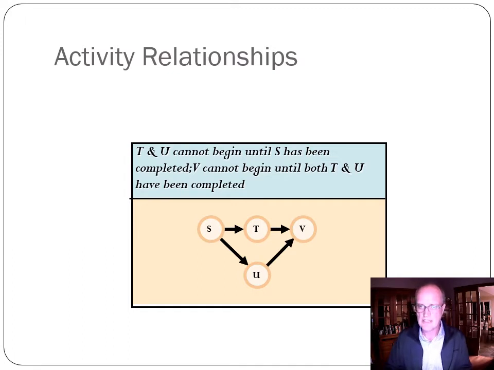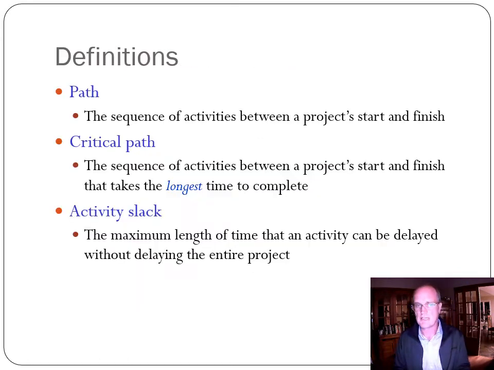And so T and U can't start till S finishes, and V can't start till both T and U finish. So if U is shorter than T, there will be what's called slack time in U, because it will likely finish before T does, but that doesn't allow V to start. So that gives you some flexibility within U, and we'll talk about that in a second.